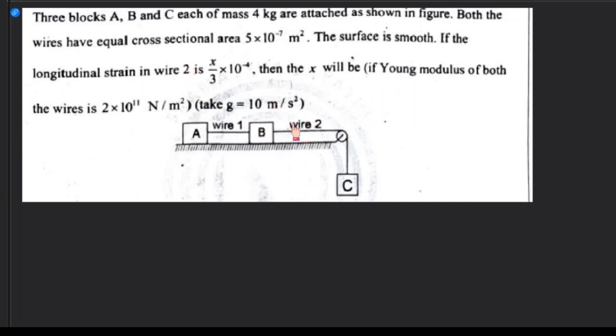So we have to find the longitudinal strain in this wire. Based on that, you have to calculate the value of x.